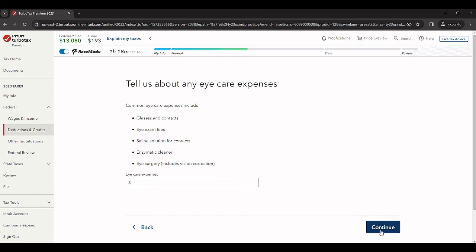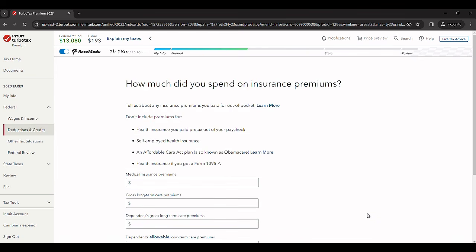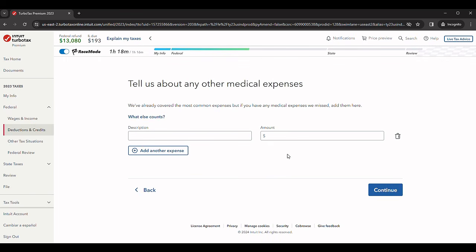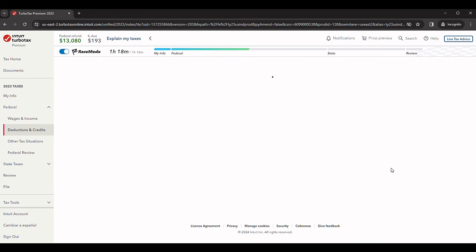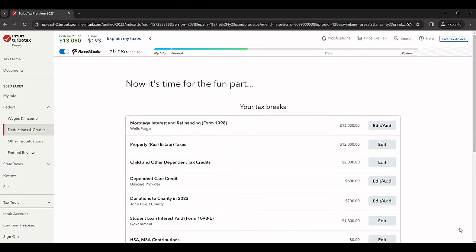But they're asking you about all these expenses. You can walk through it: crutches, oxygen, hearing aids, just things like that. Even medical travel qualifies. They're asking about all this stuff, and it just goes on. Go at it. See, your medical expenses deduction is $284. It's about $300 because, again, it's the amount over that threshold. Okay, so great.